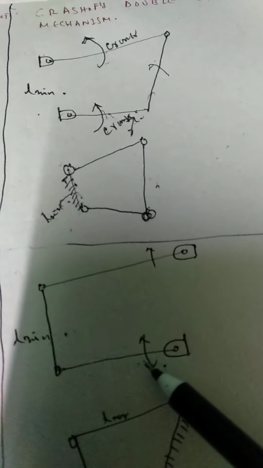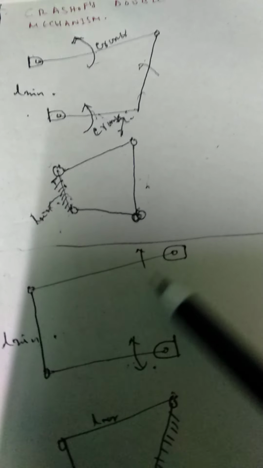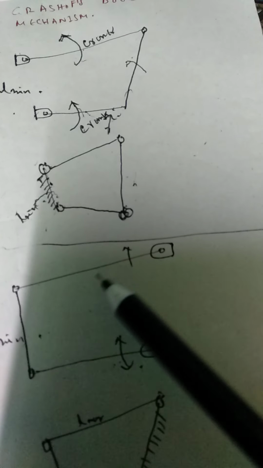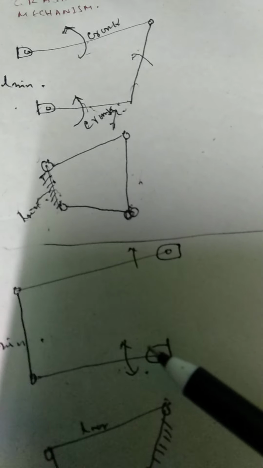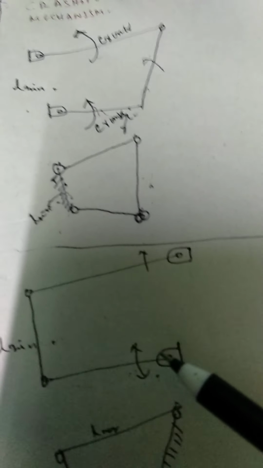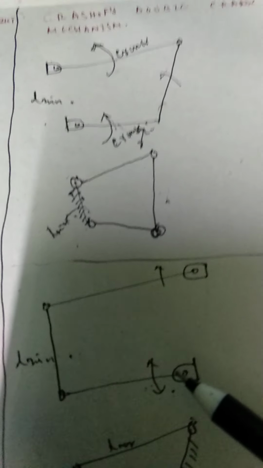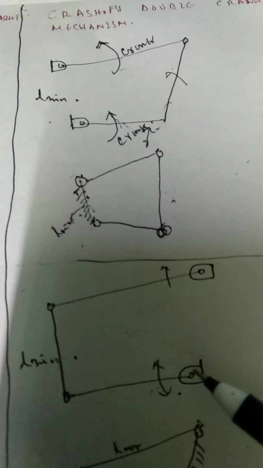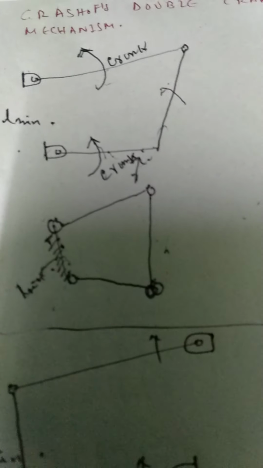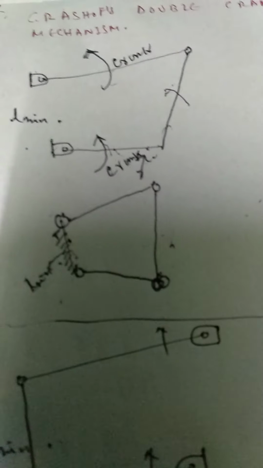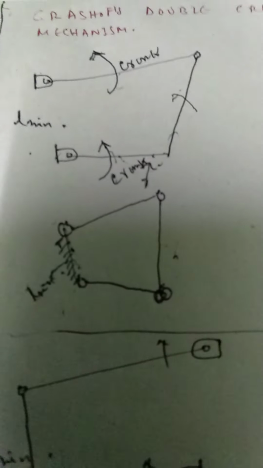You can see. So with this I complete today's lecture. I hope you have been able to understand the Grashof's criterion and the different inversions of a Grashof's 4R chain, and also what a crank is and what the conditions for a crank are. So I complete today's lesson. Thank you.